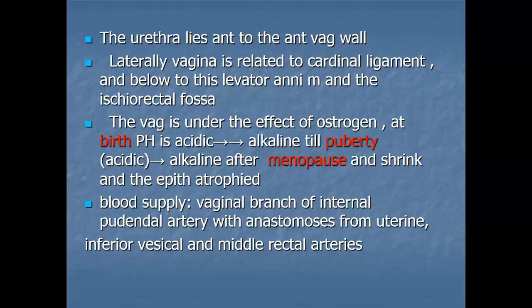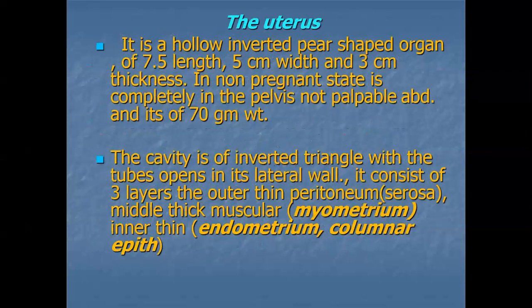Blood supply of the vagina is from the vaginal branch of the internal pudendal artery, with anastomosis from the uterine, inferior vesical, and middle rectal arteries. The uterus is a major reproductive organ. It is a hollow inverted pear-shaped organ of about 7.5 centimeter length, 5 cm width, and 3 cm thickness. The non-pregnant uterus weighs about 50 to 70 gram.